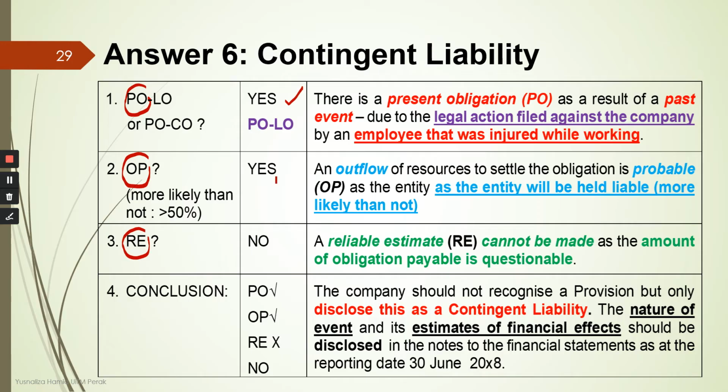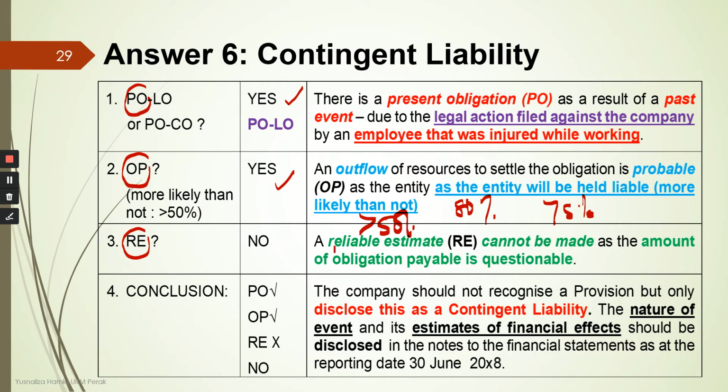Second one, outflow is probable because the legal advisor said that the entity will be held liable more likely than not. Or maybe the lawyer would say there is an 80% chance or 75% chance. That is also considered as probable. Anything which is more than 50%. So it looks like it is a provision, but not so fast.